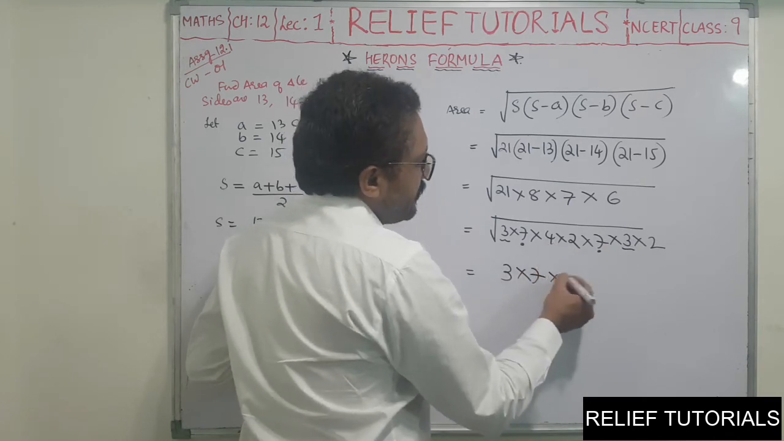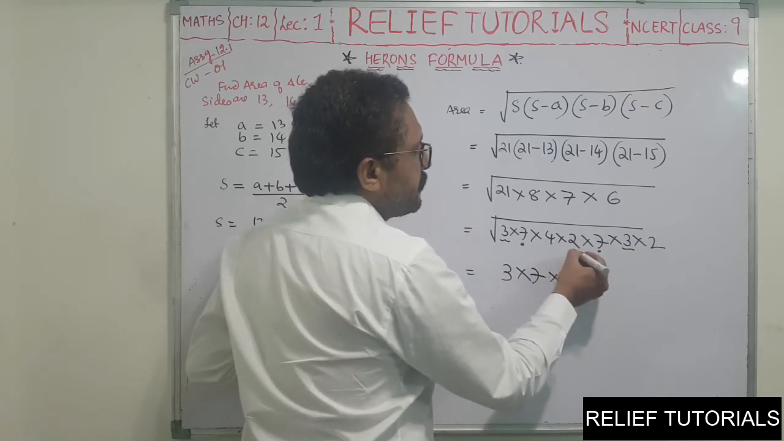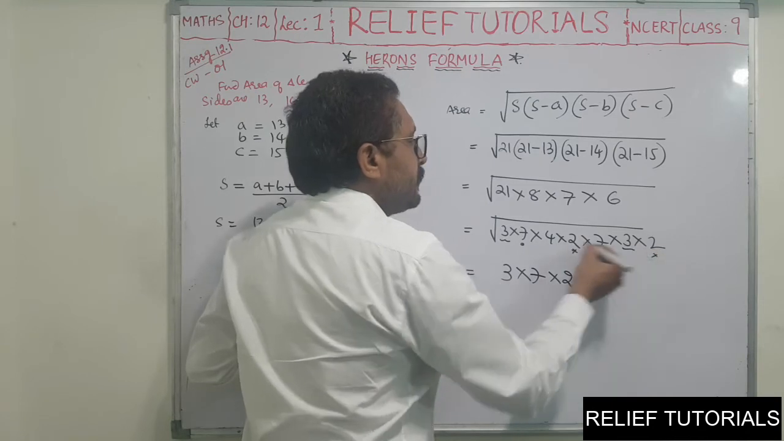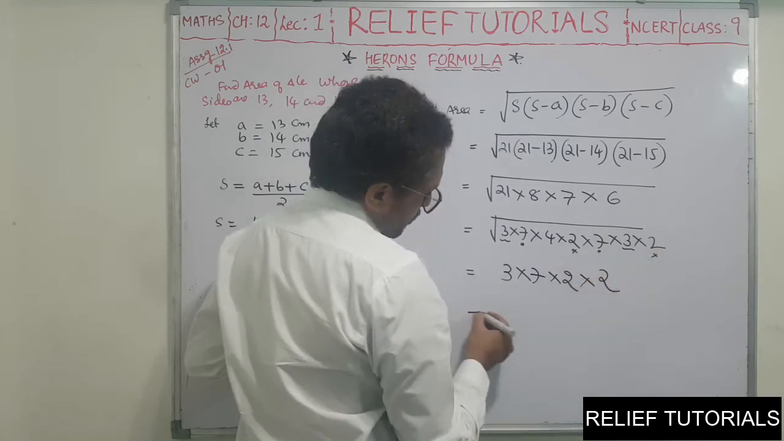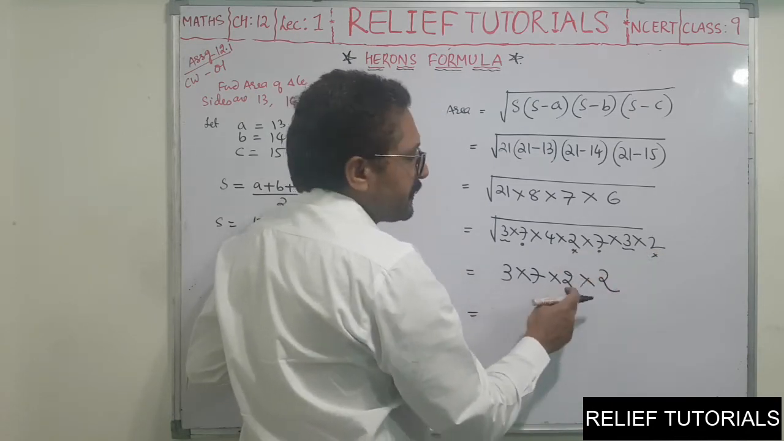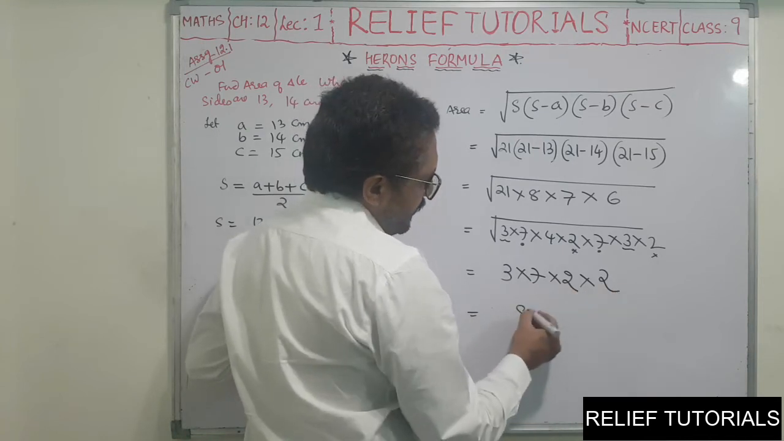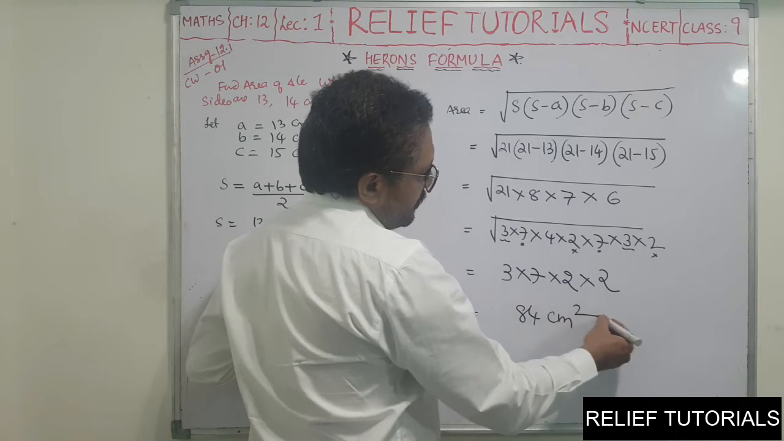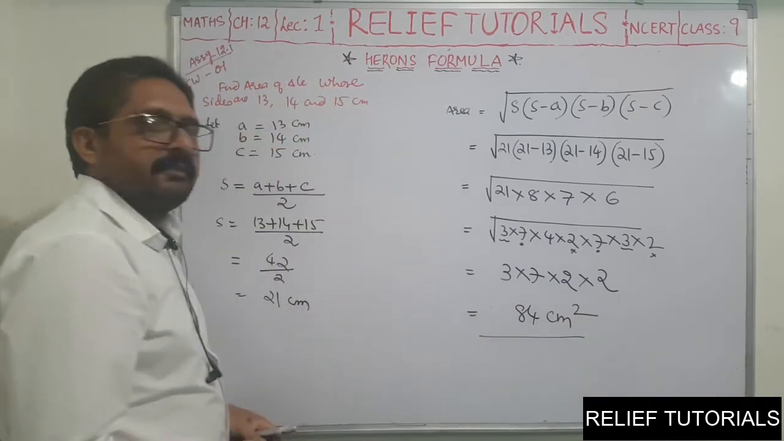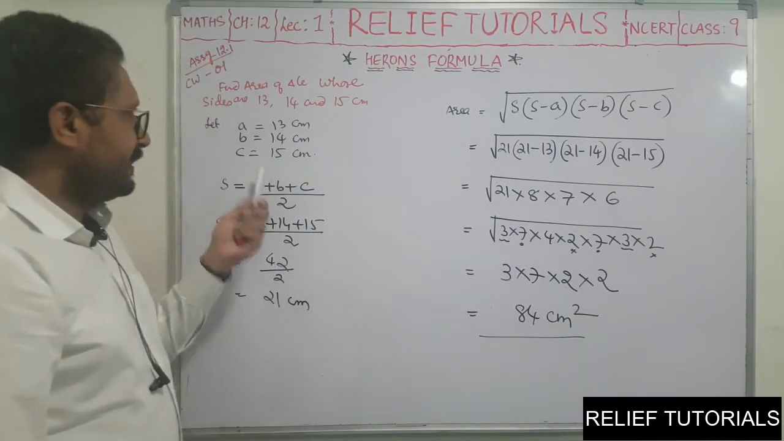Root 4 is 2. Now this 2 you got, this 2. So 2 7s are 14... 7 3s are 21. 21 2s are 42. 42 2s are 84 centimeters square. So this is the area of the scalene triangle.